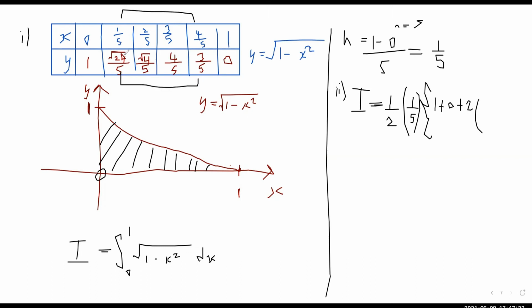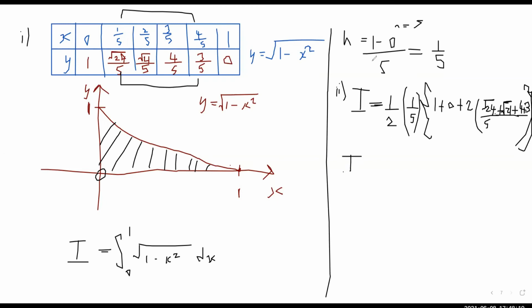All right, so that's root 24 over 5, root 21 over 5, plus 4 over 5, plus 3 over 5. Root 24 over 5, plus root 21 over 5, plus 4, plus 3. I'm just going to write it as one thing over 5, because everything is being divided by 5. It's supposed to be 4 plus 3, but due to the limited space, it doesn't look proper. So we'll try to fix it a little better. All right, so that is I.